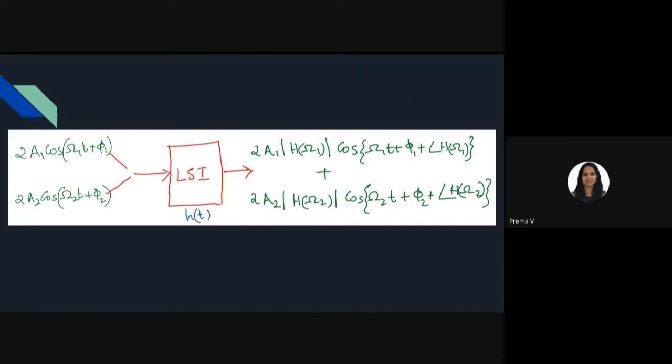The important point here is, if instead of two sine waves of different frequency I apply three sine waves of different frequency, what I am going to get is a sum of three sine waves with the same frequencies as the inputs, but different in magnitude and different in phase. Similarly, if I apply 10 sinusoids, I will get a sum of 10 sinusoids.